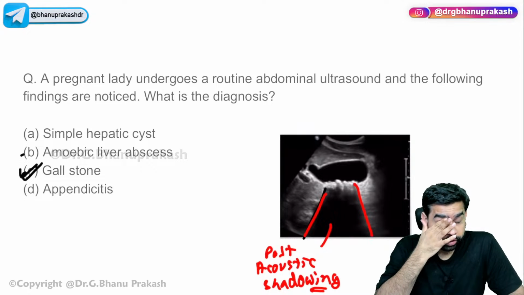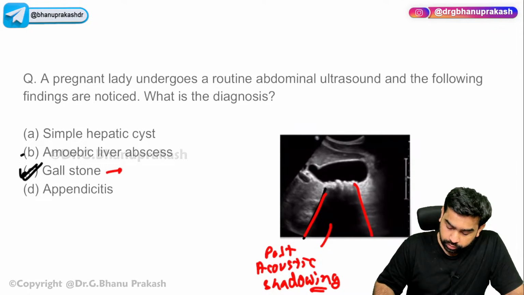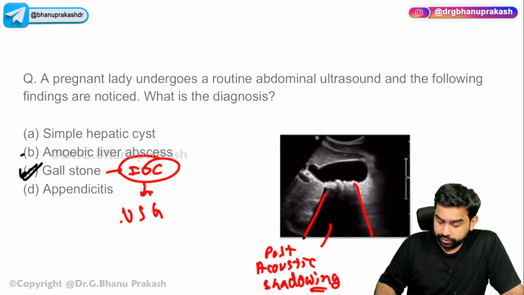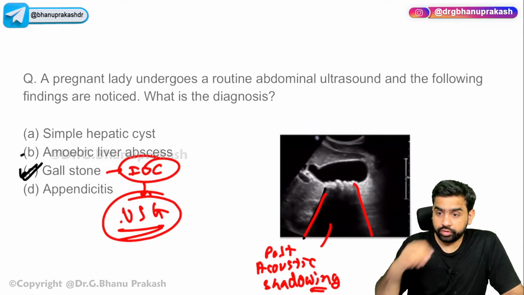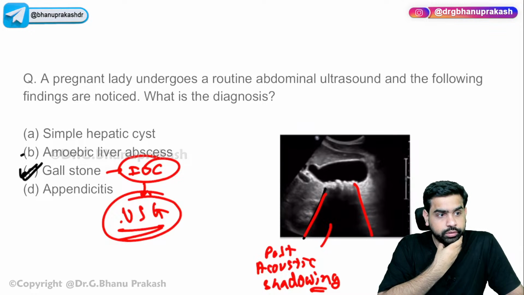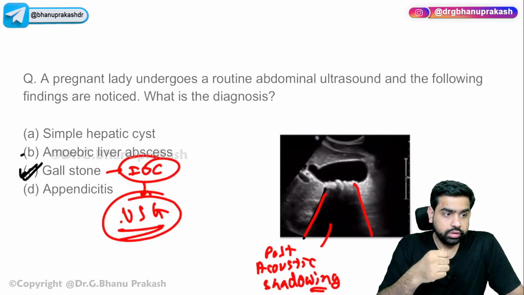Okay, so if I ask you what is the investigation of choice to diagnose the gallstones? The investigation of choice to diagnose the gallstones is your ultrasound. Okay, so please try to understand, ultrasound is the investigation of choice to diagnose the... oh, come on guys, ERCP is not the answer. Ultrasound is the investigation of choice to diagnose the gallstones. Okay, got it?